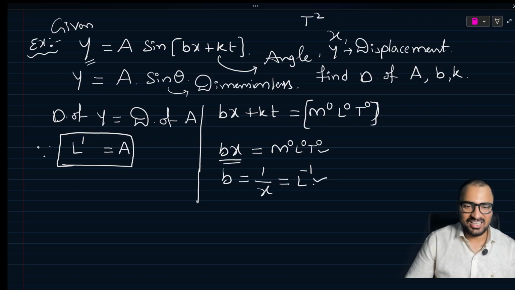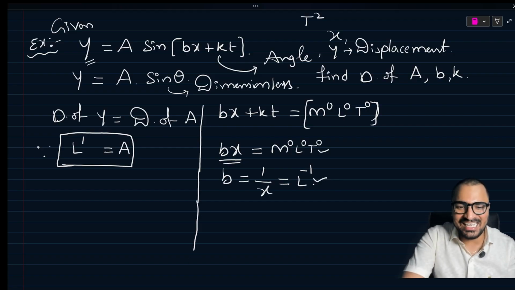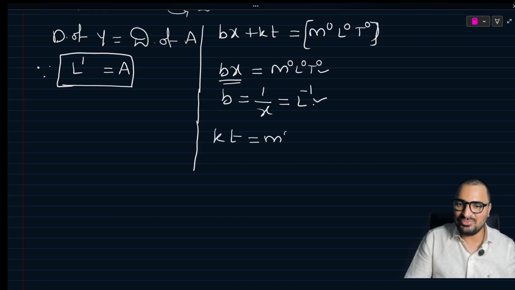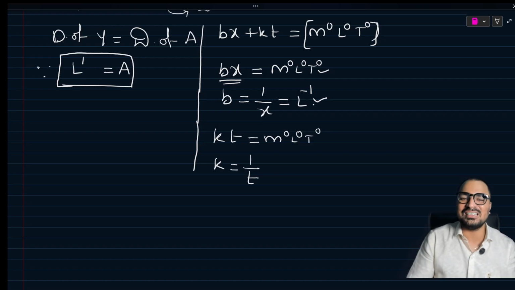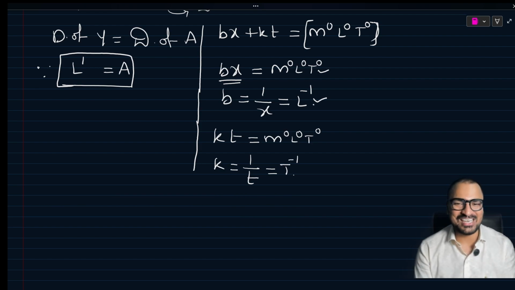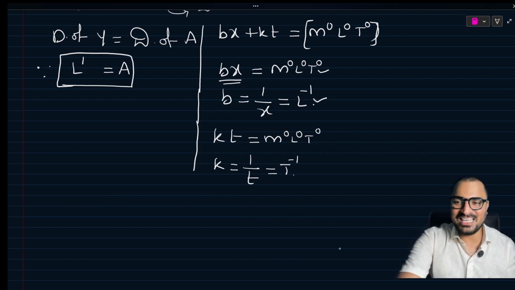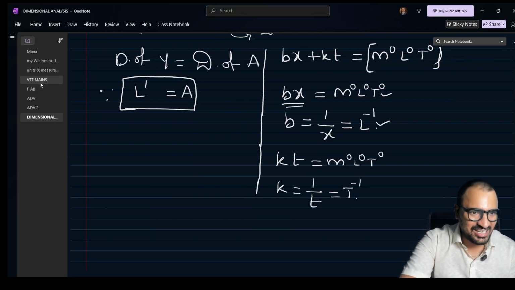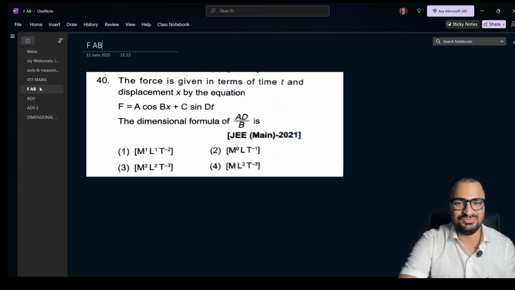Similarly, kt is also dimensionless, M0 L0 T0. The dimension of K is equal to 1 by T, T for time, that means T minus 1. Hope you understand. Now we can see one small question which was given in a previous year exam.